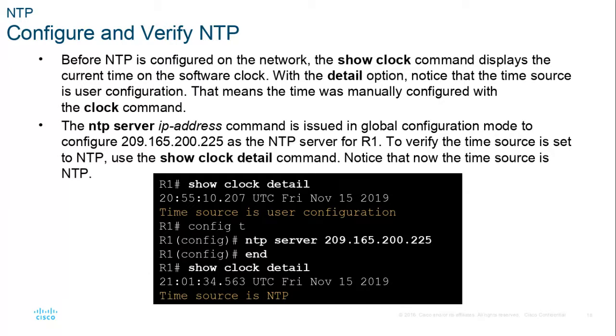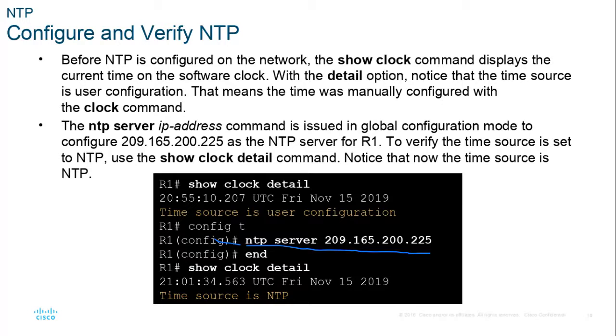So we can type show clock detail and see the clock. In this particular case, R1 just said point to another server whose IP address is 209.165.200.225. That's a kind of public IP address. It's actually a pretend public IP address that we use in training and documentation. It's not RFC 1918: 10., or 172.16, or 192.168.